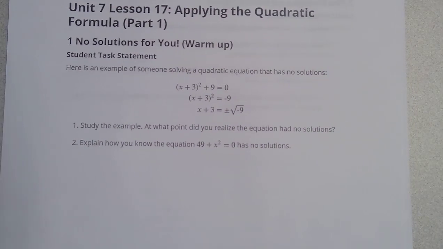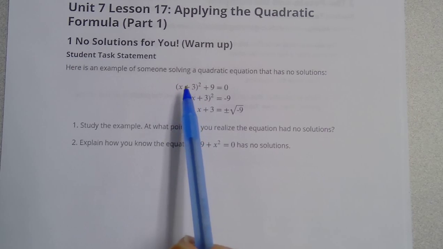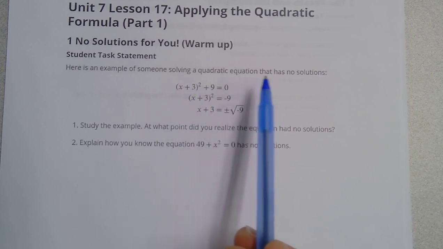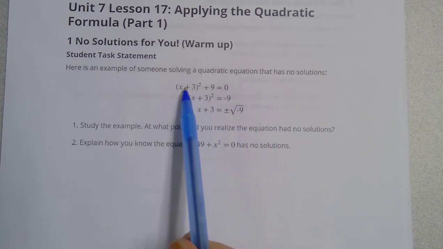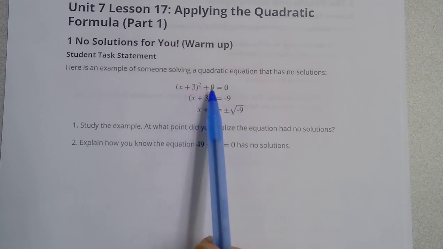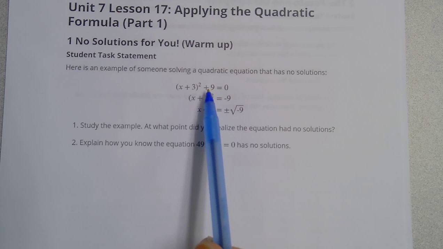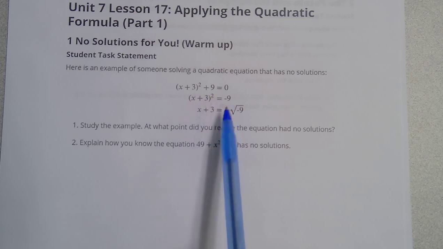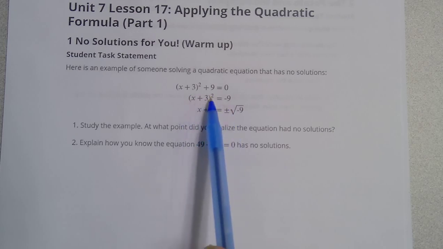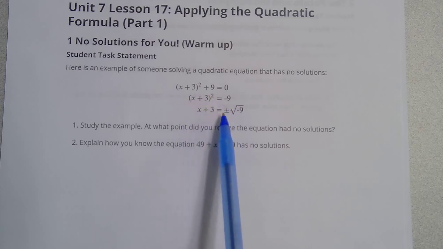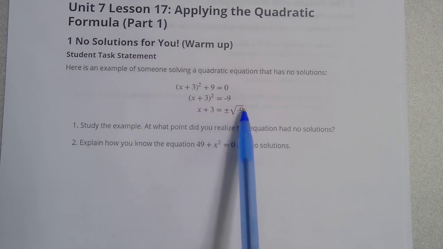Okay, so today we're going to look at the quadratic formula, but for our warm-up, we're going to look at a problem that has no solutions. So if we have (x plus 3) squared plus 9 equals 0, we can solve this directly without the quadratic formula. What's done first is we subtract 9 from both sides and get (x plus 3) squared equals negative 9. Then taking the square root of both sides, we have x plus 3 equals plus or minus the square root of negative 9.